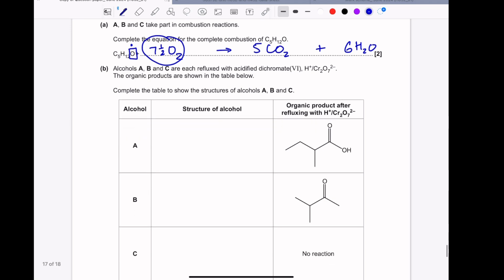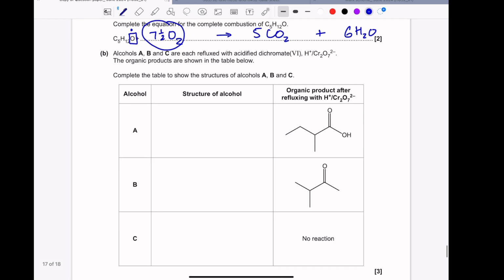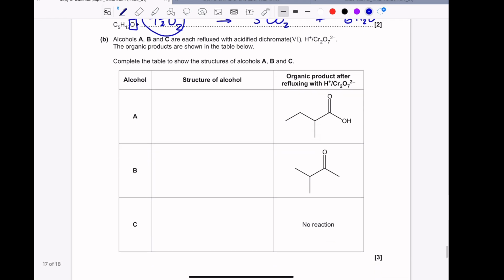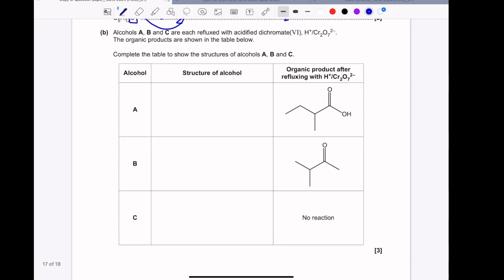Right, alcohols A, B, and C are each refluxed with acidified dichromate. The organic products are shown in the table. Complete the table to show the structures of alcohols A, B, and C. So this one over here looks to make a carboxylic acid, so it would have to be a primary alcohol. So the primary alcohol that would make this would look as such. So just to confirm, that's 5 carbons, 1, 2, 3, 4, 5, yeah, that checks out.